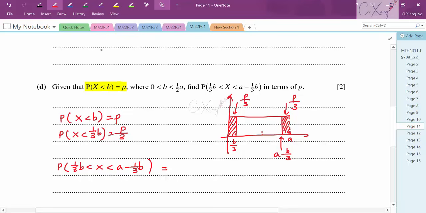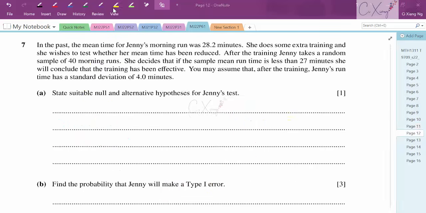Then if we try to find the probability where X is between b over 3 and a minus b over 3, generally we are interested in the area in the center here. So how do we get the area in the center? Since we know that both sides the area is equal to p over 3, you should take 1 minus p over 3 and minus another p over 3. You have minus 2 sections of p over 3, and to simplify the answer, you have 1 minus 2 over 3 p. Okay, so this is how we get the probability for this expression in terms of p. So this is how we solve this question number 6.